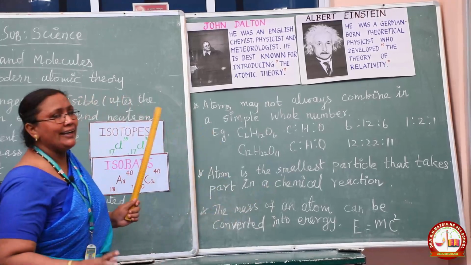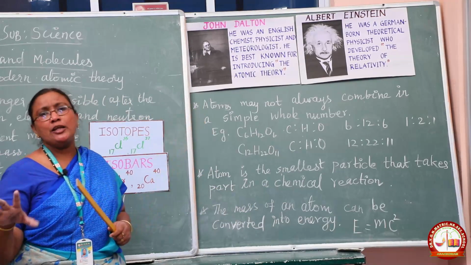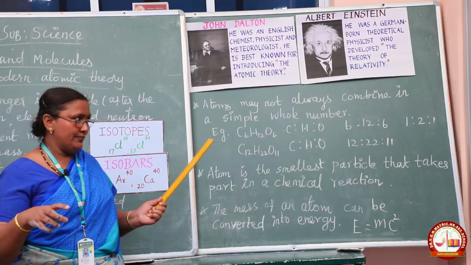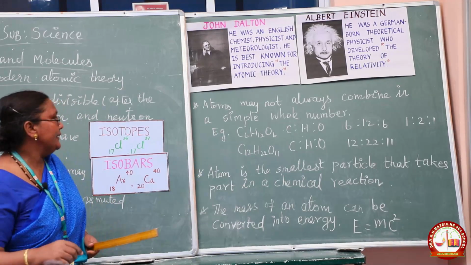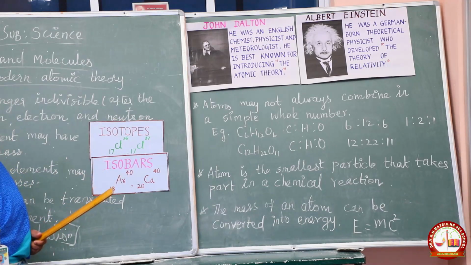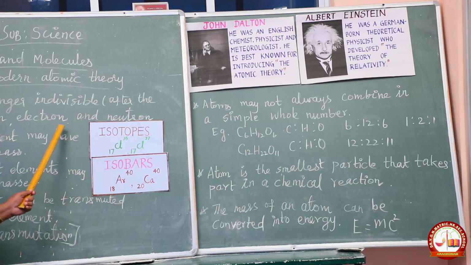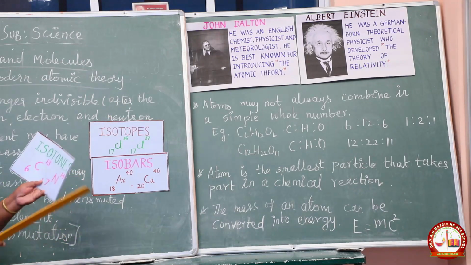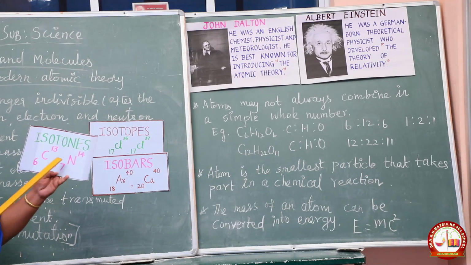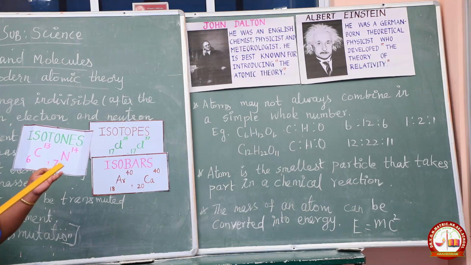This question is very important, and we get it many times. Another question you are going to get from this part: define isotopes, isobars and isotones with examples. You know very well about isotopes, and I already told you isobars also. Now see isotones. Isotones are nothing but different elements having the same number of neutrons. Here, carbon and nitrogen are given as examples.